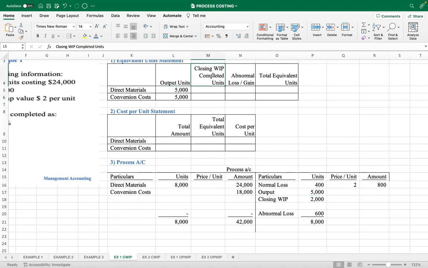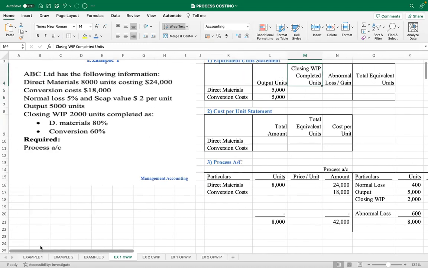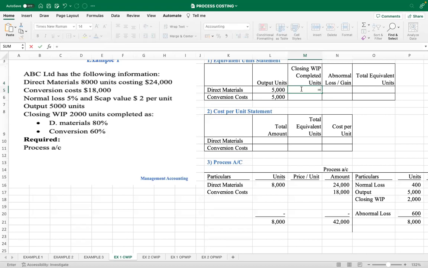Now let's come to closing work in progress completed. Closing work in progress completed is given the percentages. So closing work in progress is 2,000 units completed as: direct materials is 80% complete. Conversion is 60% complete. So what we have here, 2,000 direct materials is 80% complete. Conversion is 60% complete. So 2,000 times 60%. I'm just following instructions.